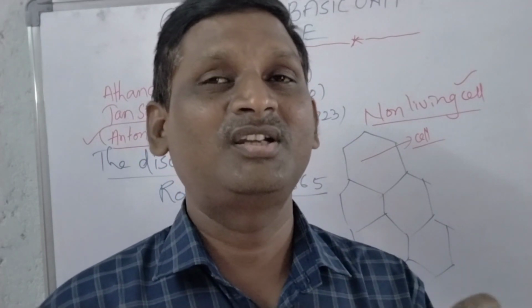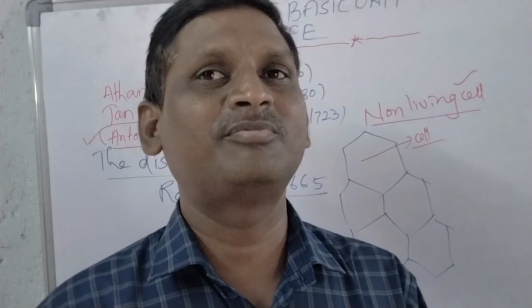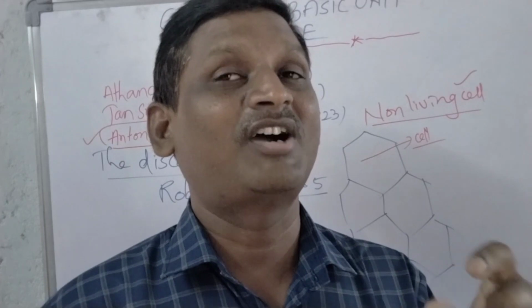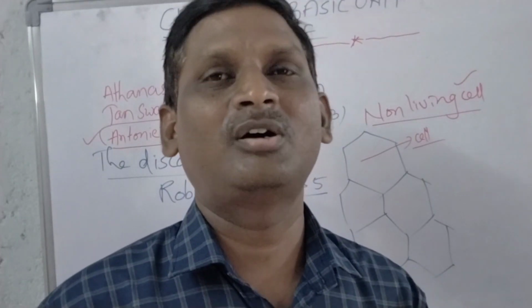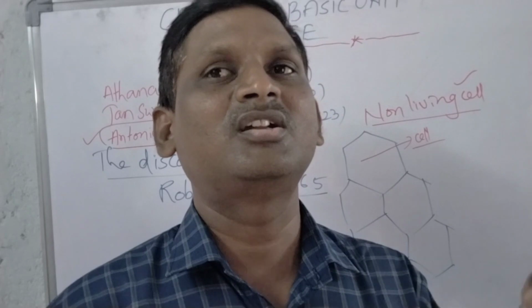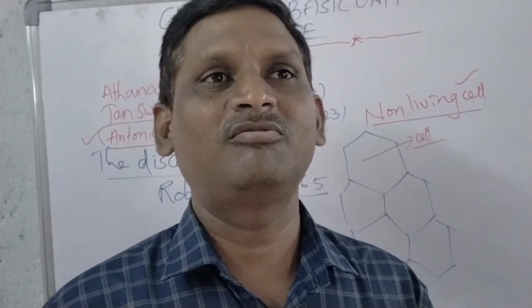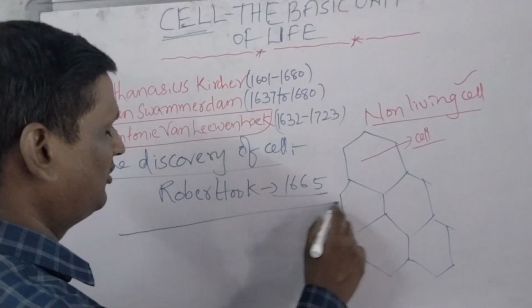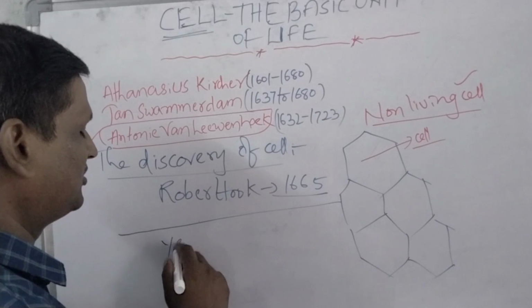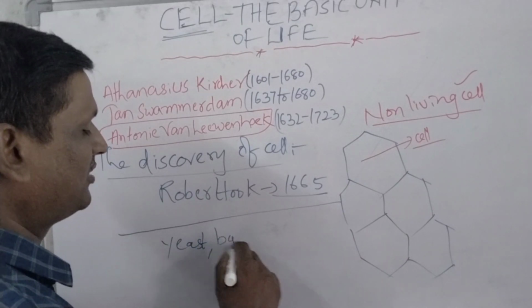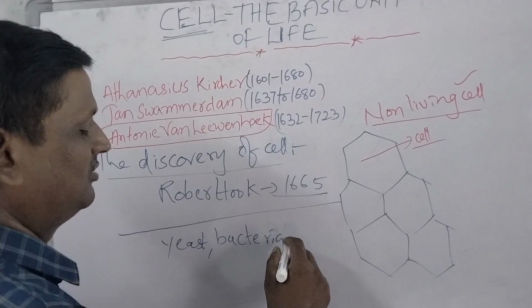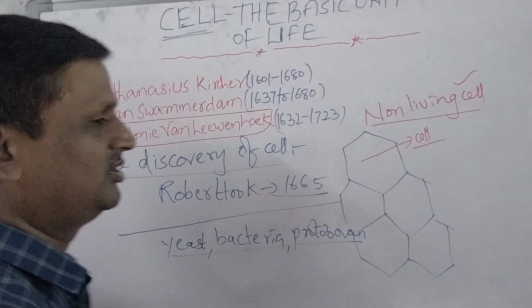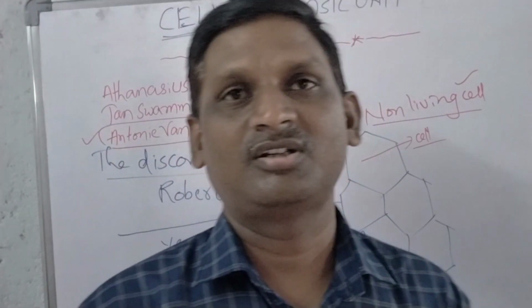So he had formulated a single lens microscope. Through it, his intention was to observe the thickness of the fiber. But at the same time, he also observed some pond water under the microscope. When he collected some pond water and observed it, he could see different types of living organisms, like yeast, bacteria, and protozoans.